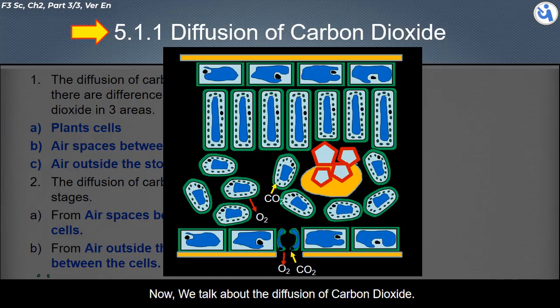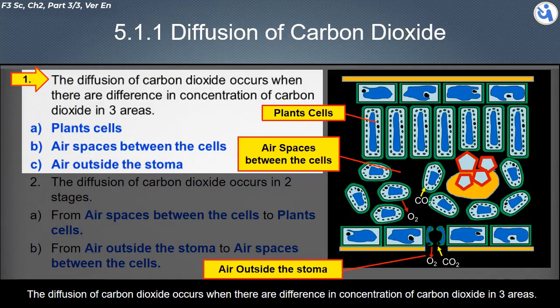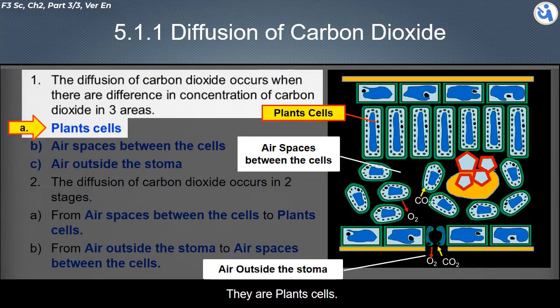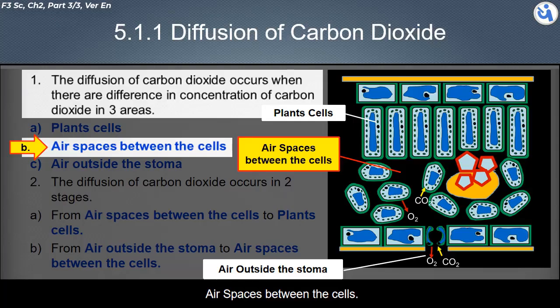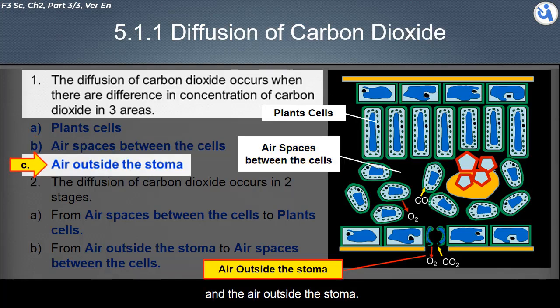Now, we talk about the diffusion of carbon dioxide. The diffusion of carbon dioxide occurs when there is a difference in concentration of carbon dioxide in 3 areas. They are plant cells, air spaces between the cells, and the air outside the stoma.